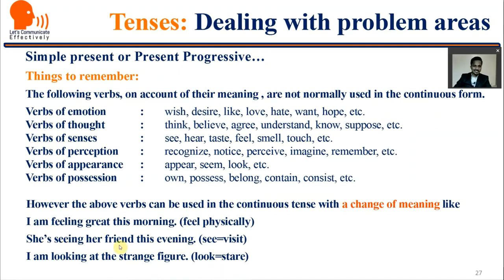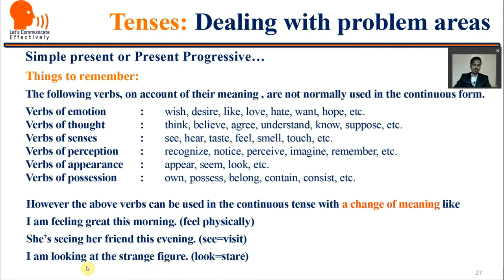She's seeing her friend this evening. So here, see is used for visit. So instead of saying she's visiting, she's seeing her friend. This is okay, because here it is not a verb of sense. I'm looking at the strange figure. So here, look is stare. You are staring at someone, then you can say, I'm looking at the strange figure.